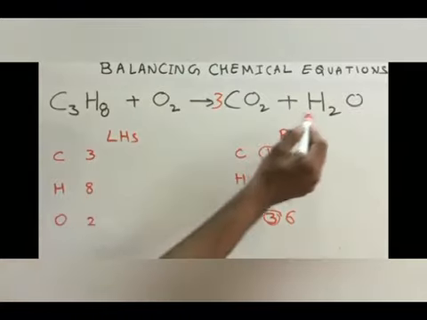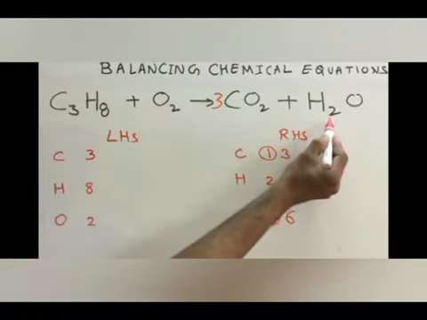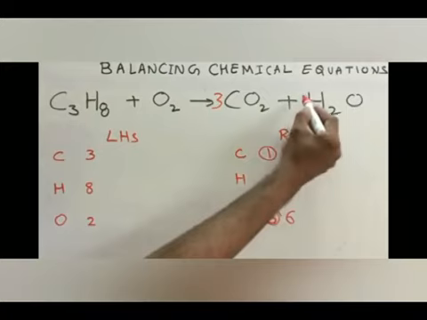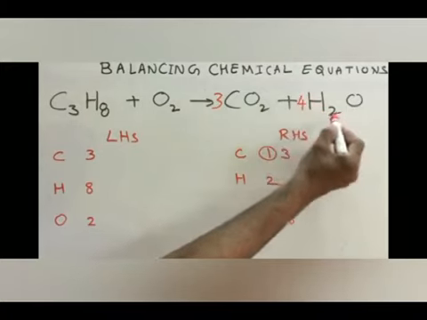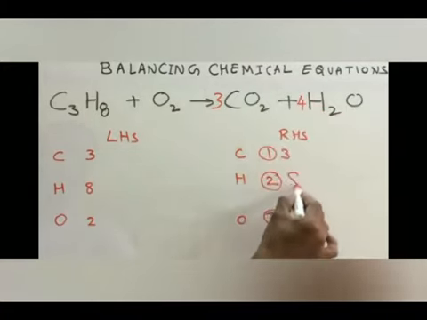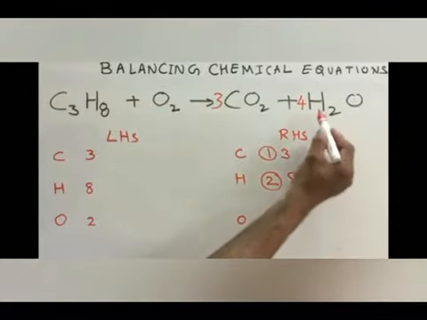Now we go for hydrogen. Here 2. Okay, so you know 2 table. It is easy to make 8. 2 4s are 8. Multiply only in coefficient. 2 became 8. How? We multiplied with 4.